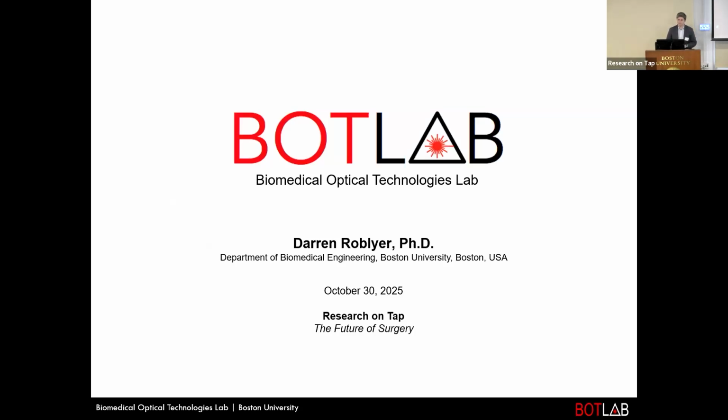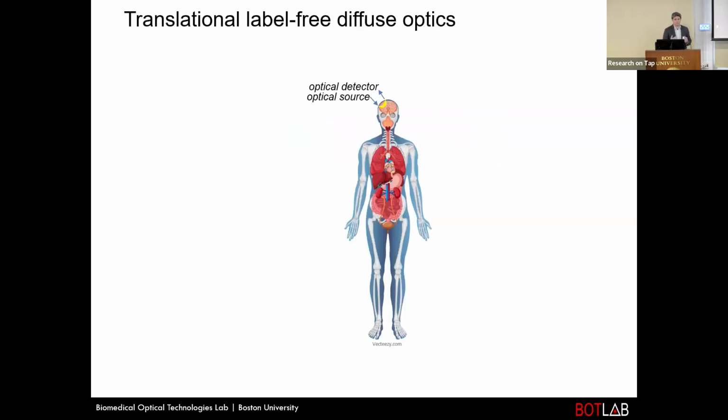I'm a professor at the Charles River campus in biomedical engineering. And my lab investigates translational, label-free diffuse optics. So what this means is we send light into some part of the body, measure the light that comes back out, and we can say a lot about the tissue based on these measurements.